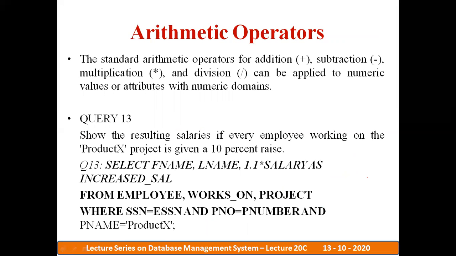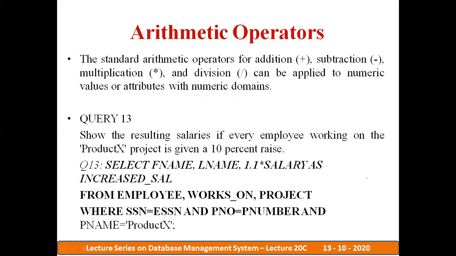Next, move on to the arithmetic operators. The standard arithmetic operators for addition, subtraction, multiplication and division can be applied only to numeric values or attributes with numeric domains. That means you can't do it on string types. Only for numeric values or numeric domains can you perform the arithmetic operators.